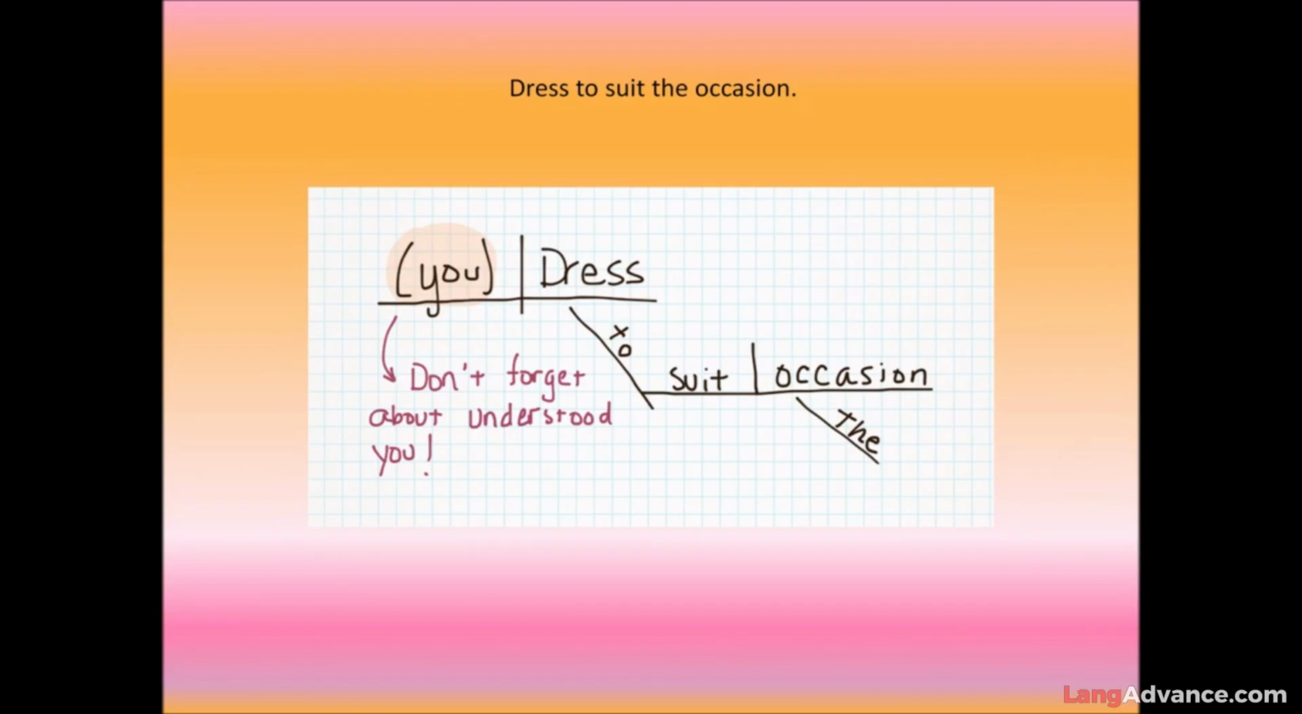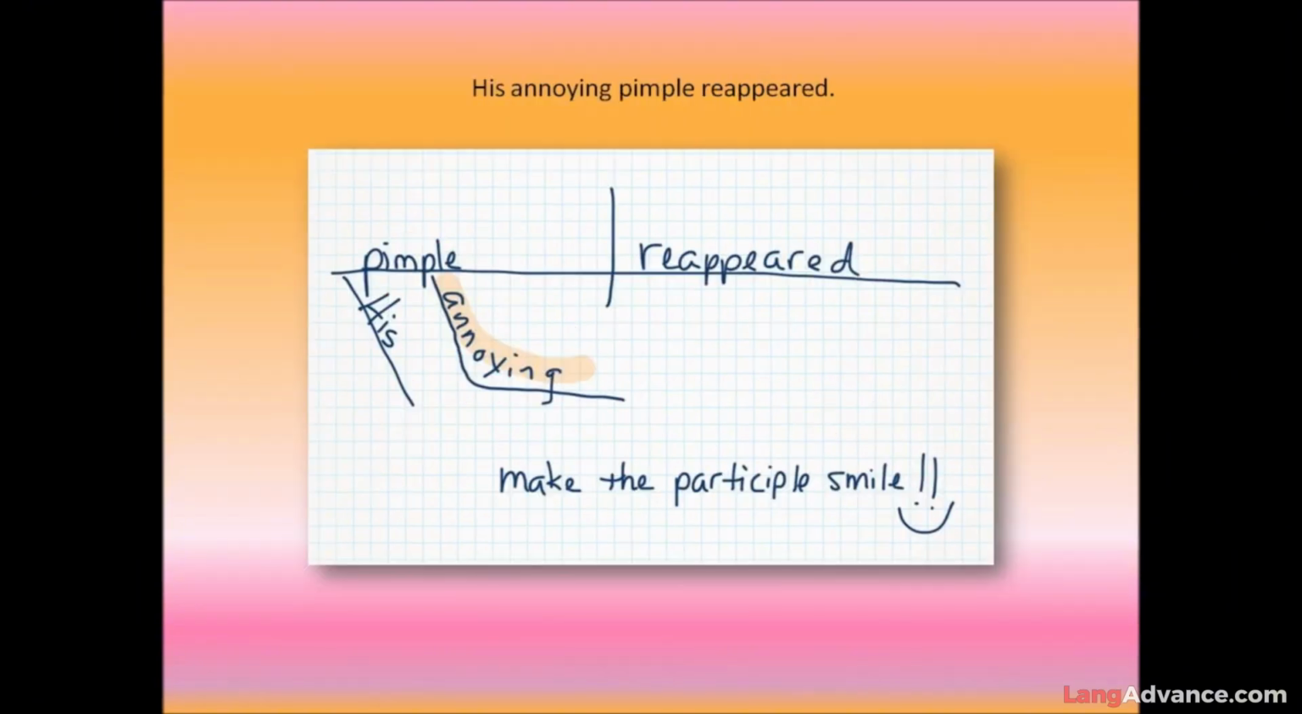In the sentence, dress to suit the occasion, understood you is the subject, dress is the verb, to suit the occasion is a verbal phrase. To suit is an infinitive. Occasion is the verbal complement for the infinitive to suit, and the describes occasion. His annoying pimple reappeared. Pimple is the subject, reappeared is the verb. His describes pimple, and annoying, the present participle, describes pimple.